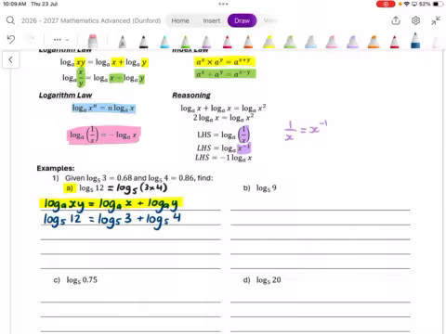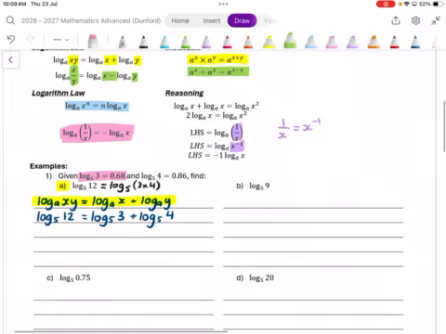Okay, now from our question, we know that log base 5 of 3 is 0.68, but that's a bad colour, isn't it? I'm just going to repeat colours. I'll do pink and I'll do green, because pink and green look okay, don't they?